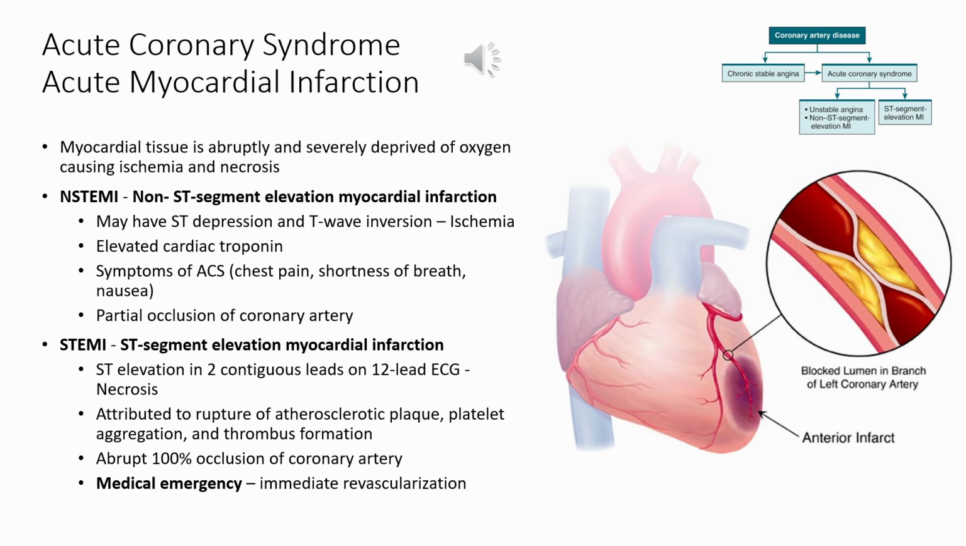A NSTEMI occurs because there is a partial occlusion of a coronary artery, meaning that some blood flow is still reaching the heart. Causes can include things like coronary artery narrowing, vasospasm, or even sluggish blood flow, which leads to ischemia. Now, a STEMI, on the other hand, is a much more severe myocardial infarction, and it's considered a medical emergency. This is characterized by having that ST segment elevation in 2 or more contiguous leads on a 12-lead EKG.